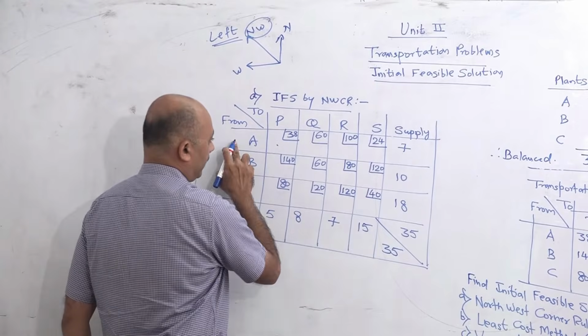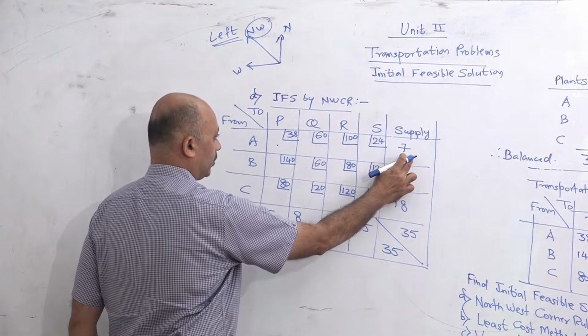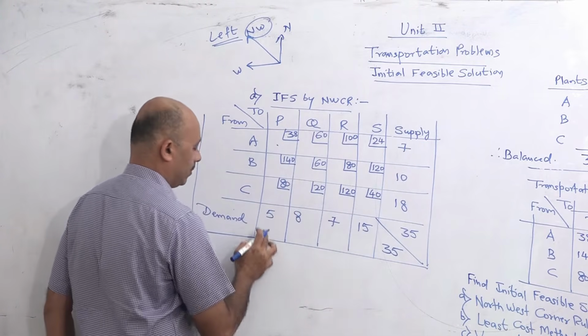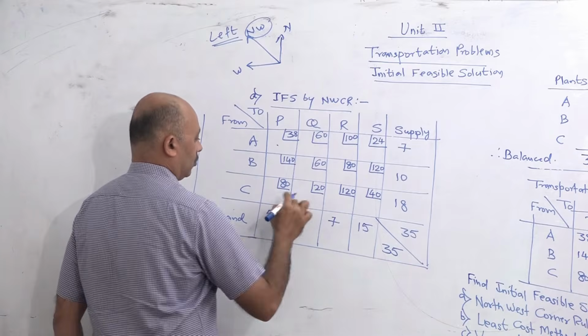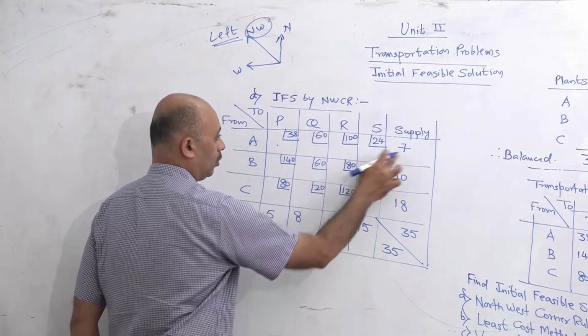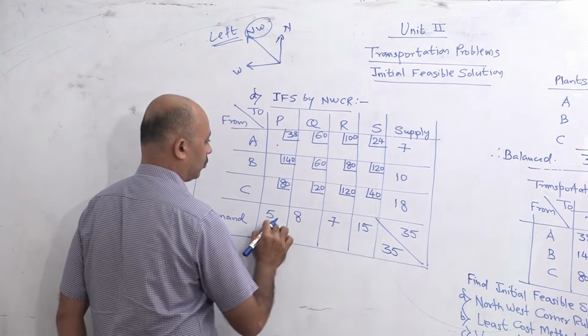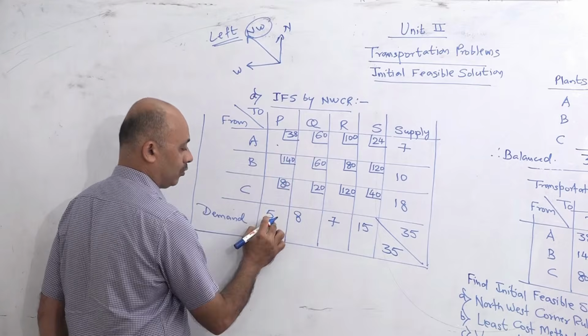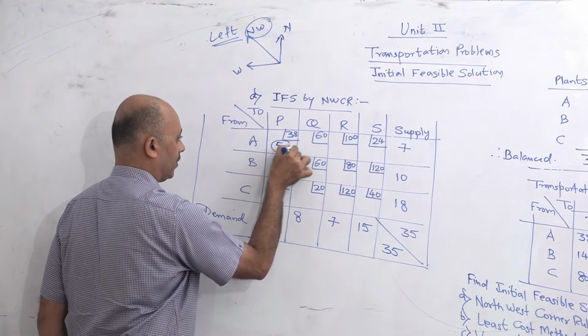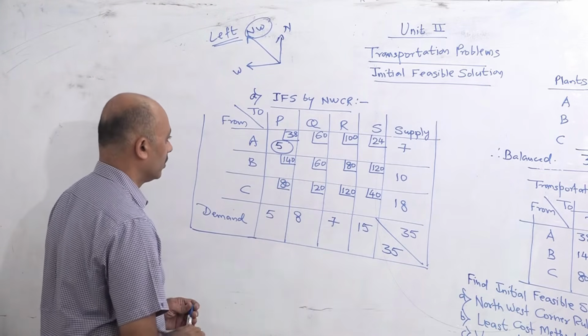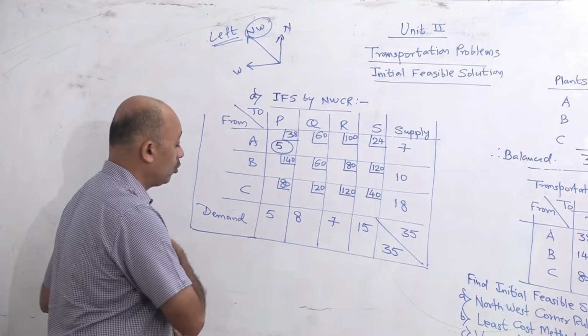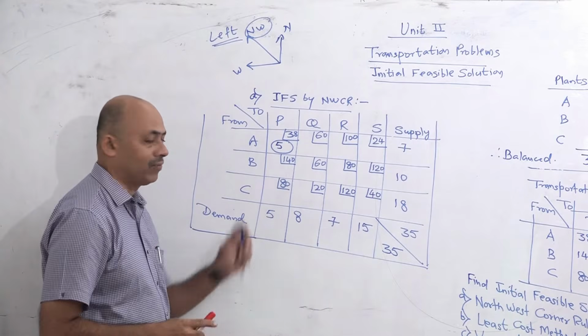Now see here, at A the supply is 7 units, and at P the demand is 5 units. So the allocation that we give is always the lower number out of this. So 7 and 5, the lower number is 5. So we can give only 5 units. So we will write here 5. This is called allocation. It means from A to P we have given an allocation of 5 units.